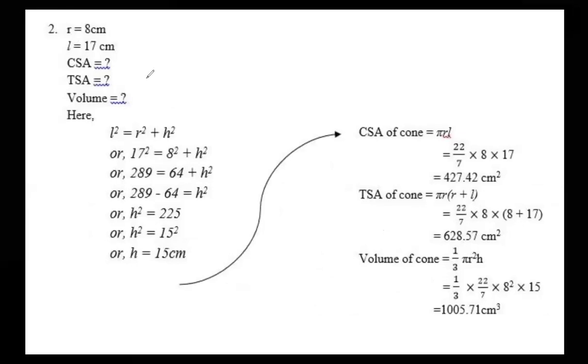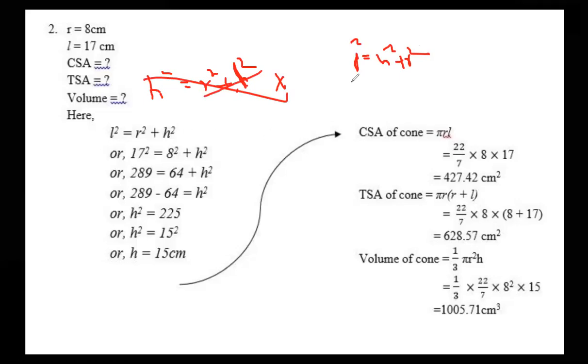Some people write H square equals R square plus L square when H is missing. This is not the formula. This is wrong. What comes first? L comes first. L is the biggest. Hypotenuse is L. L square equals H square plus R square. This is the formula. What you have to find, you do not write first.